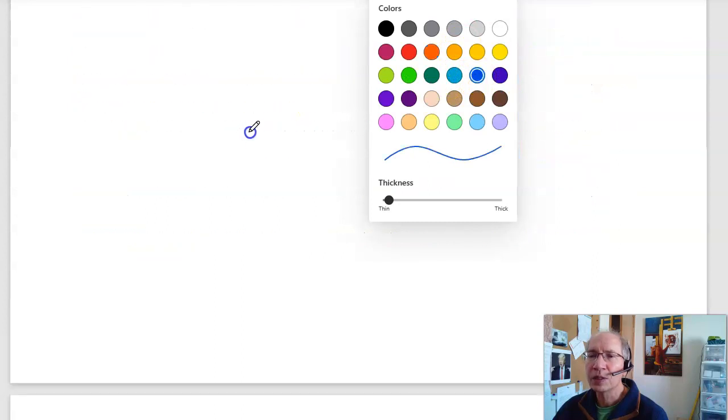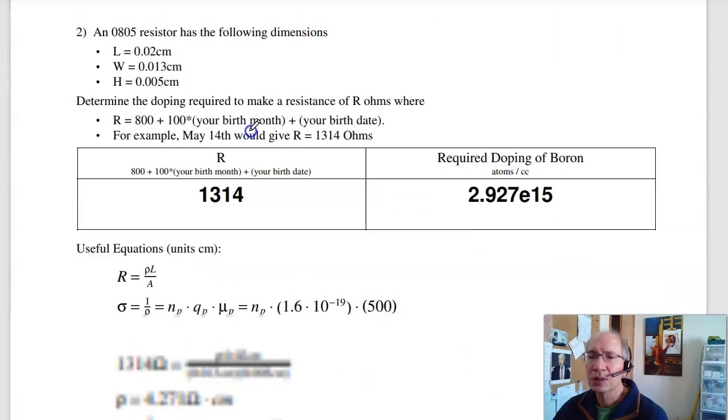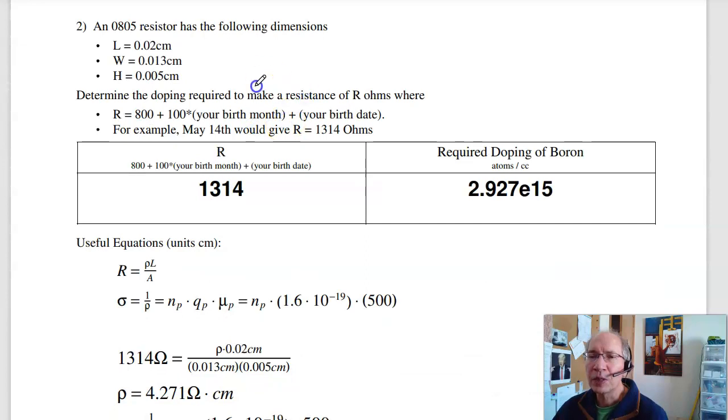On to problem 2. On problem 2, I have a resistor with the following dimensions, and the dimensions actually aren't quite right, but just go with it. So here's the dimensions. What doping do I need for a resistance of 1314 ohms? And that depends upon your birth date.